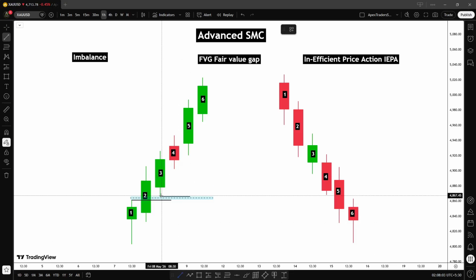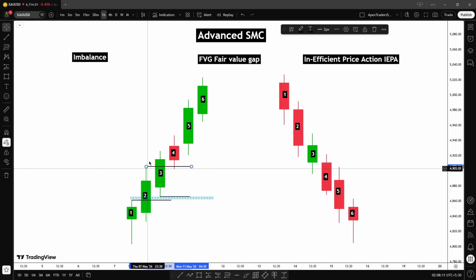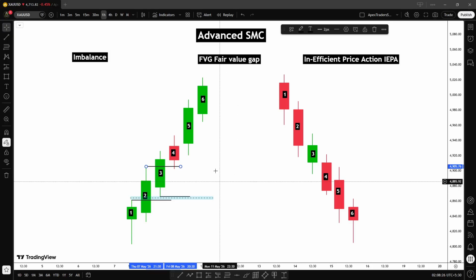Once we mark this fair value gap, we continue marking the second fair value gap. We mark the second candle high, wait for the third candle to complete, and then wait for the fourth candle. If price came back and mitigated it, there is an efficient price action. That means the price has given an opportunity for the seller side, or we can consider it like the price has rebalanced itself before continuing upside.